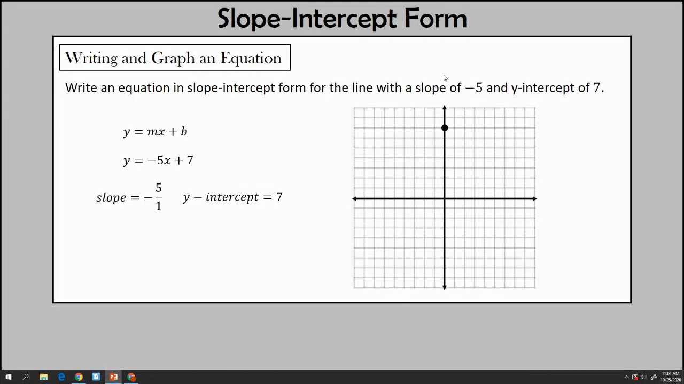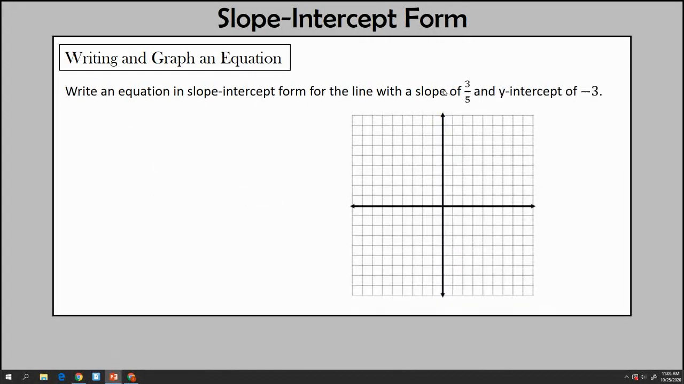So I could go up 5 to the left 1, which would give me a negative slope, but that takes me off my graph. So what I'm going to do is go down 5, that's negative, and to the right 1, which is positive, and a negative positive combination is a negative slope. When I put my point here and draw the line, you can see that this is a negative sloped line because from left to right it goes down. So we don't always have to go up and to the left to make a negative slope. We can go down and to the right and it does the same thing. So there's how to write an equation given slope and y-intercept, and then graph.